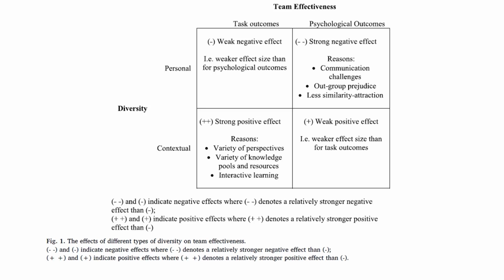And so all that variety of perspectives and variety of knowledge allows you to produce better quality work. But at the same time, differences, especially personal differences, such as cultural differences, value differences, demographic differences, had a strong negative effect on psychological outcomes. They led to communication challenges. They led to out-group prejudice. So there were some stereotypes, there were some conflicts. There was less team cohesion, less attraction to one another. And as a result, that damaged team morale to some extent and the process.